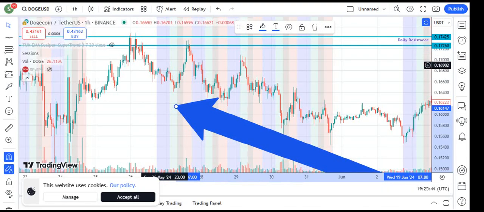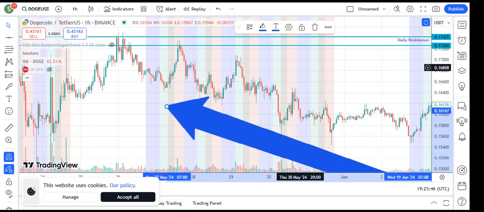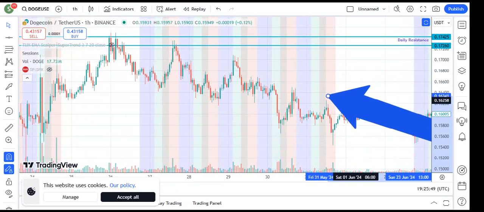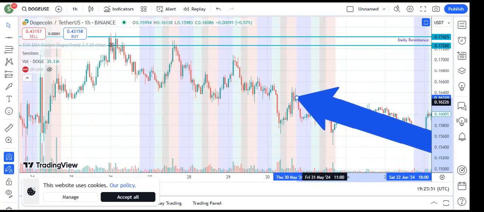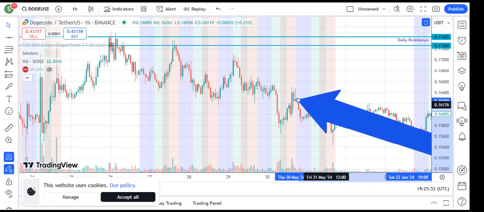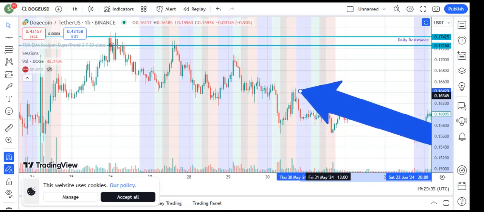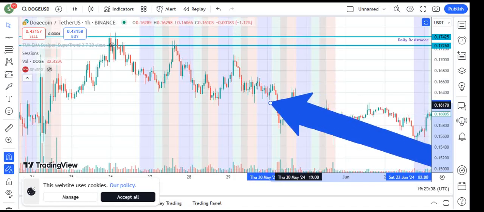And for the order block, I'm just going to show you how they look like. So this is another order block here. Look at this red and green candle. But it has a wick here, so I'm going to ignore this one. Let's look for another one.